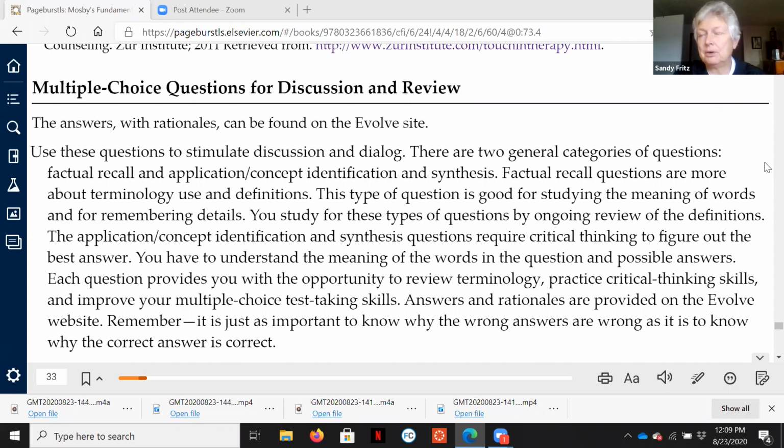So you're going to have to know the definition and the location of all those bones. Plus you're going to have to know what a forearm is, and what a stress fracture is. You're going to put all that information together and try to pick the best answer. So factual recall questions are more about terminology and definitions. And if you don't have that, you are not going to be able to understand what the questions and the potential responses, the answers, are trying to say.